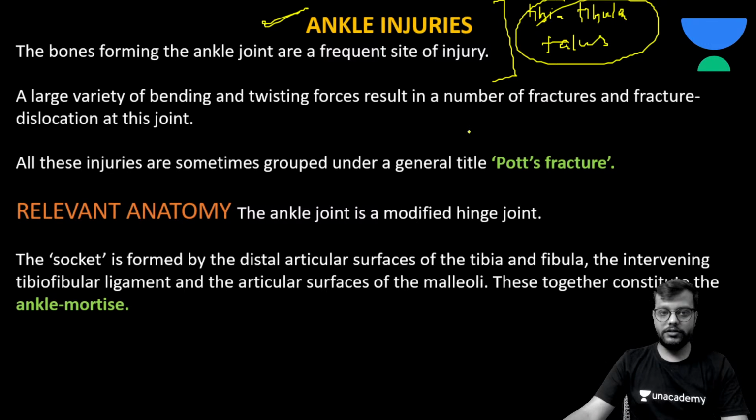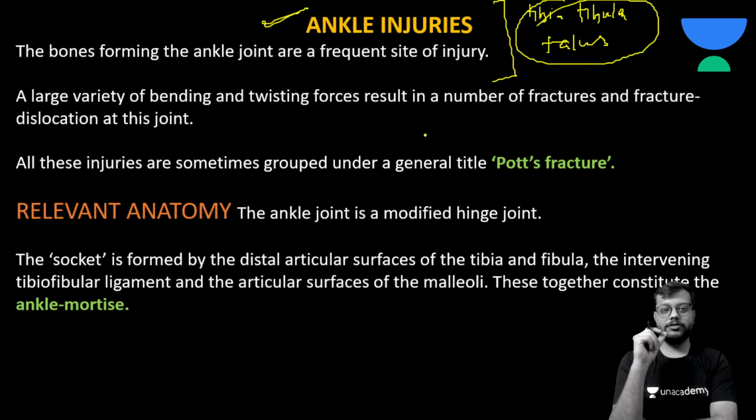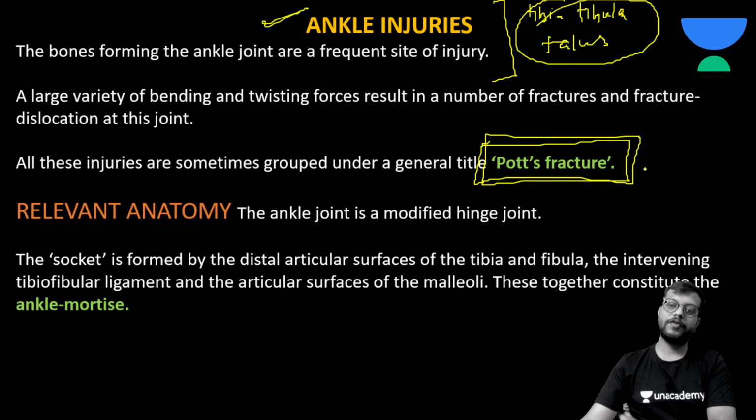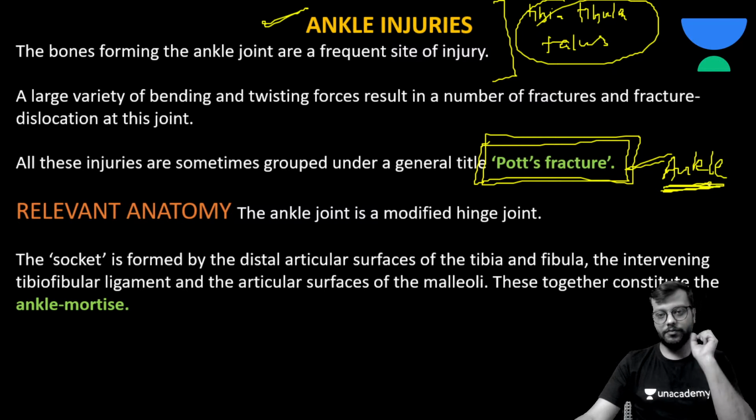ओके, दिस इज the ankle injuries, and it generally occurs due to the bending or twisting forces, जिसमें it results in different kinds of fractures and the injuries to the ligaments, and all these injuries are accumulated under Pott's fracture. Okay, so Pott's fracture is fracture of ankle basically. And what is Pott's fracture proper? जो proper Pott's fracture होता है, that also we'll discuss in the coming slides.